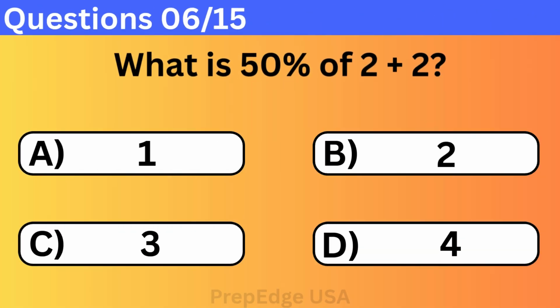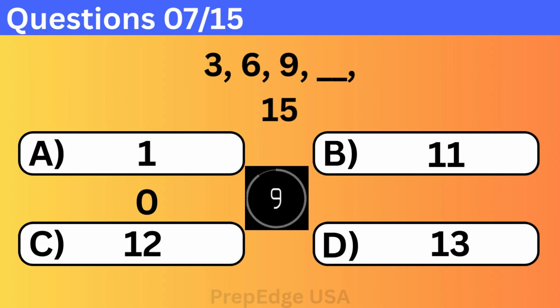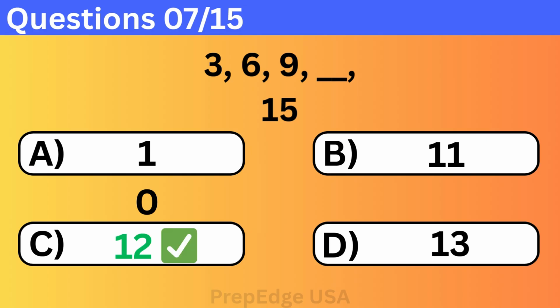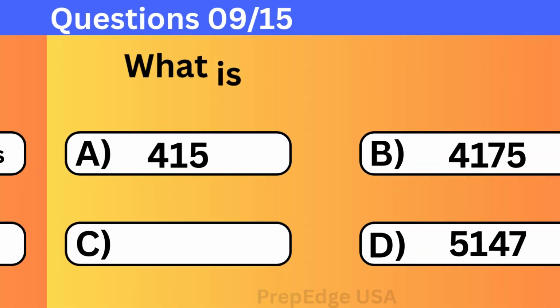What is 50% of 2 plus 2? C. 3, 6, 9, mark 15. C. 12. What is heavier? C. Same. What is the code for dog? A equals 1.